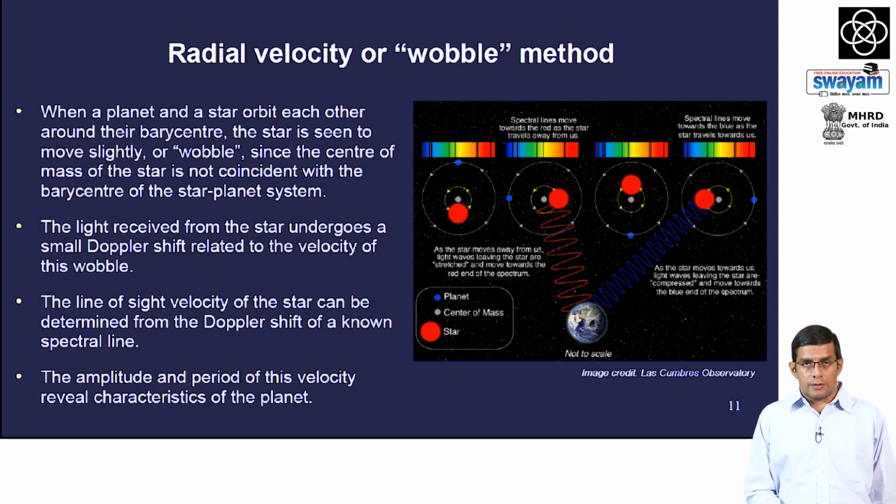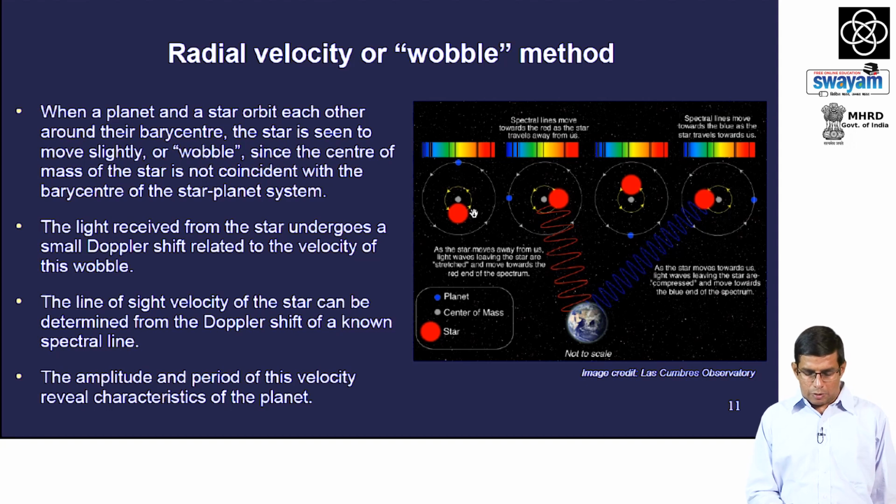This is a star which is shown in red, a large circle, and a small planet which is shown as this small blue circle. They are both going around this common barycenter, this gray point here, which is the center of mass of the star-planet system. Now, as they go around this, the star is seen to wobble around this barycenter.